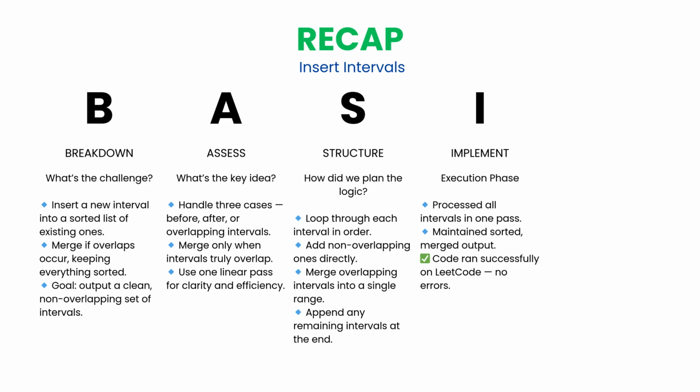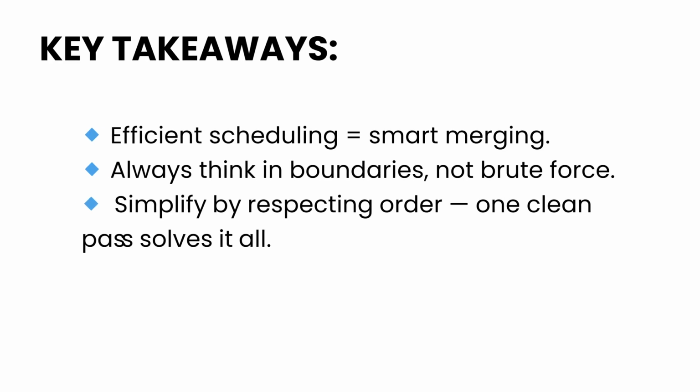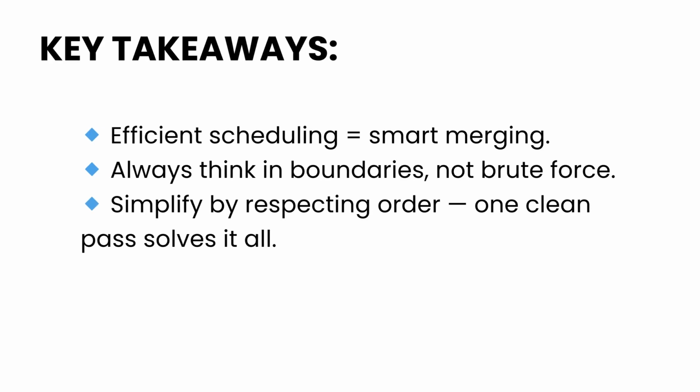The code ran on LeetCode successfully. No errors, no missed cases. After running the solution, every test case passed perfectly. The logic handled overlaps, gaps, and edge positions exactly as expected. All outputs matched. The key takeaway? Smart traversal beats complexity. By respecting the sorted order and merging only when needed, you can turn any scheduling or range insertion challenge into a simple, predictable one-pass solution.